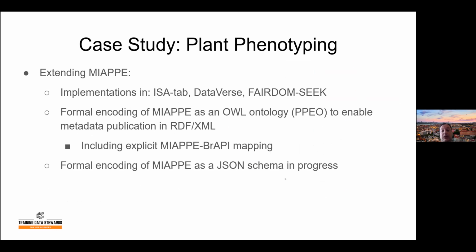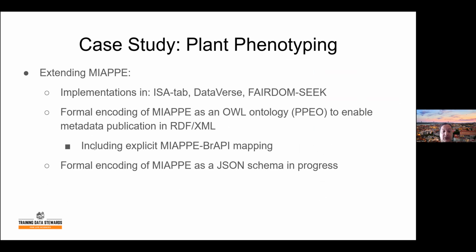And of course, then we implemented MIAPPE in a number of existing platforms for metadata entry, in ISA-Tab, in Dataverse, which some of you used, in FAIRDOMSEEK, which is a similar platform. And we went further than that, and we encoded MIAPPE as an OWL ontology called PPEO to enable data and metadata to be published in RDF XML, so in a machine readable format as a knowledge graph.